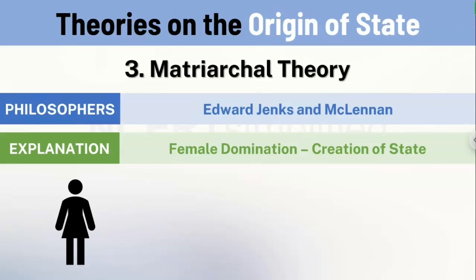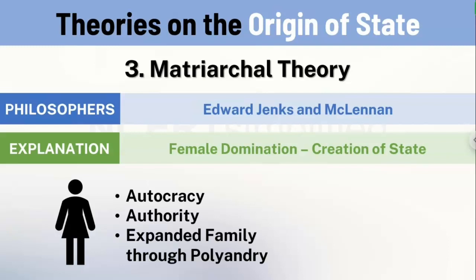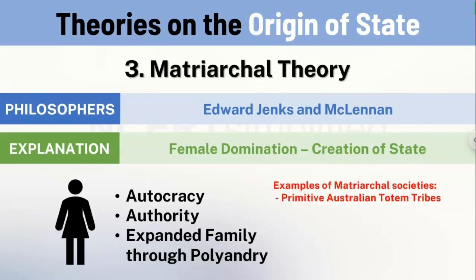The eldest female descendant had autocracy and authority over the family, and the female expanded family through polyandry. And polyandry is the opposite of polygamy. It states that one woman can have more than one husband, which obviously expanded the family and created the origin of a state. Examples of the matriarchal theory are the primitive Australian totem tribes, where matriarchy existed and it led to the origin of a state. Also the Minangkabau tribe in Indonesia.